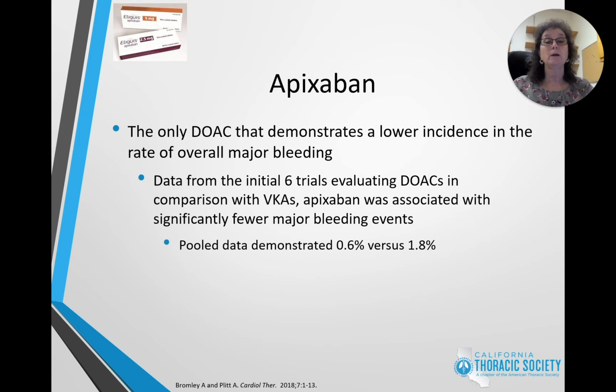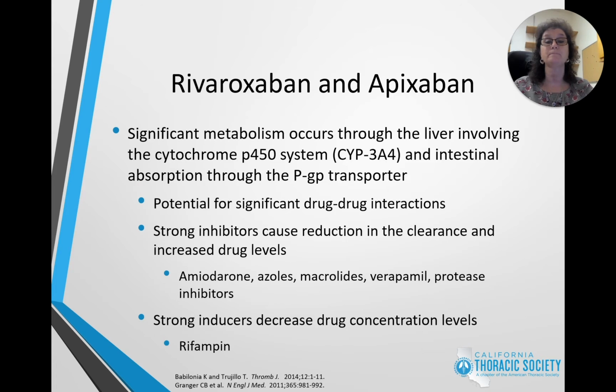It is the only DOAC that demonstrates a lower rate of overall major bleeding events. Data from the initial 6 trials evaluating all the DOACs that are currently in use, comparing them to the vitamin K antagonist warfarin, demonstrated that apixaban was associated with significantly fewer major bleeding events, with the pooled data showing a 0.6% rate of bleeding compared to 1.8% for all the other DOACs.